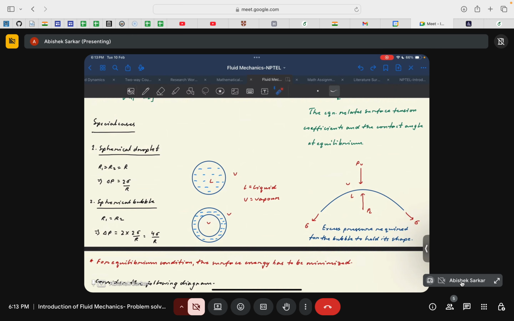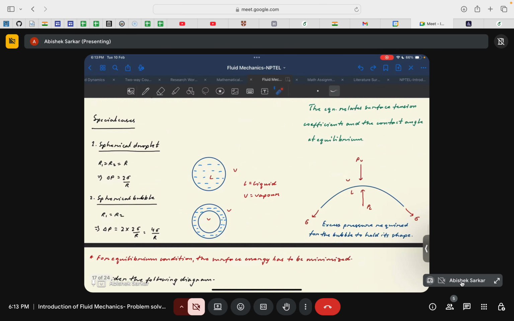Let me give an example. There must be an excess pressure acting within this liquid so that it is able to sustain its shape. You may ask why. For example, if the pressure outside the liquid droplet is higher than the pressure inside it, it will try to deform its shape. I think it's very easily understandable.